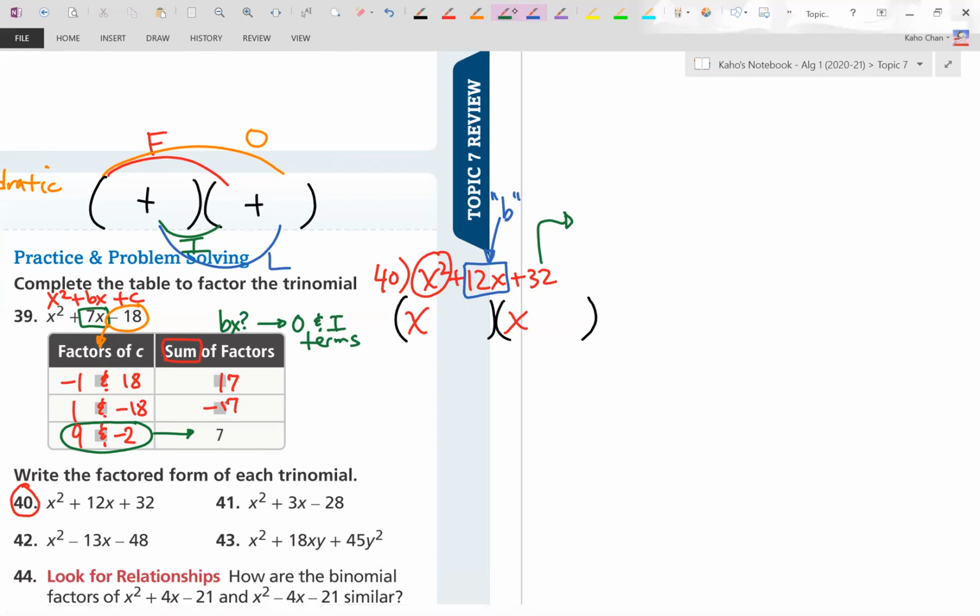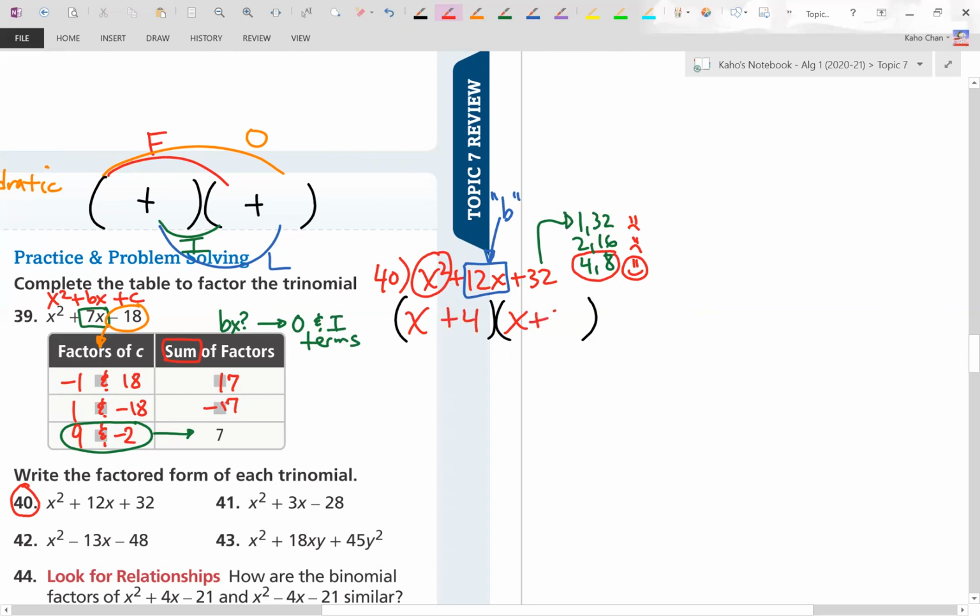I'm going to list all the possible ways of making 32. They are 1 and 32, 2 and 16, 4 and 8. That's it. Those are all the, oh, look. 1 plus 32, nope. 2 plus 16, nope. Oh, 4 plus 8 is 12. Ding, ding, ding. There it is. That goes right here and right there. When you FOIL, when you add the inner and outer terms, you will get 12x. And that's how you do number 40.